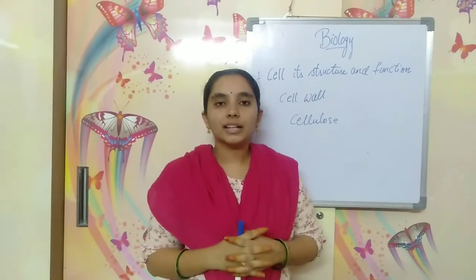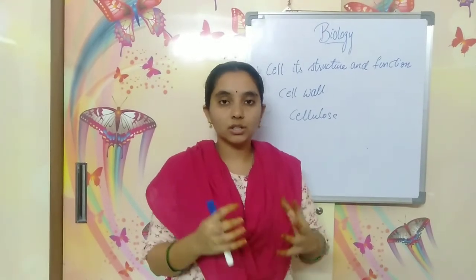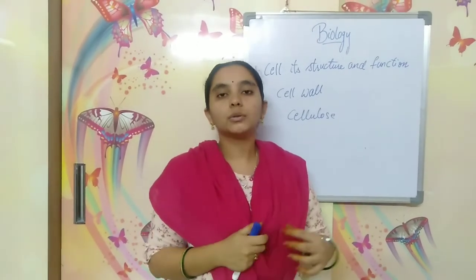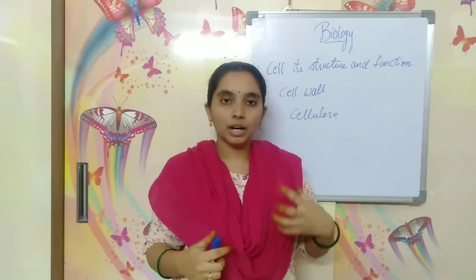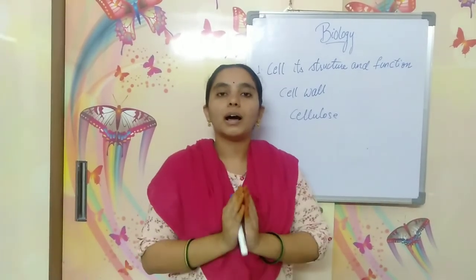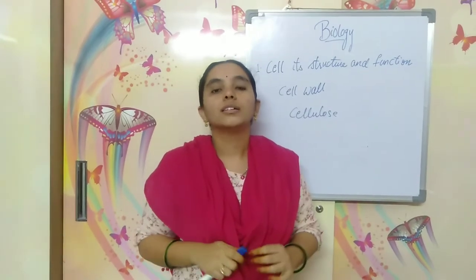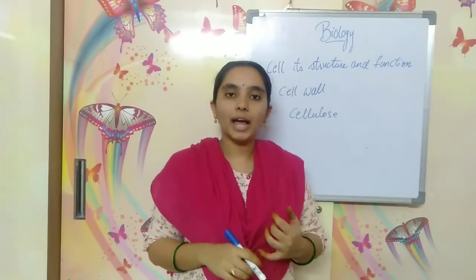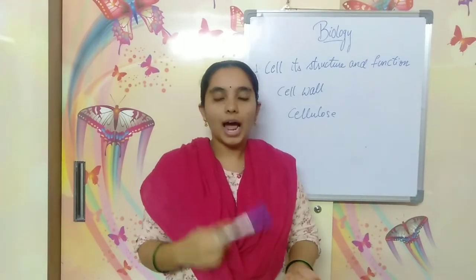Inside the cell there is cytoplasm also, which has some pressure. To control the inner pressure and the outer pressure, the cell wall plays a very important role. So this is about the cell membrane and the cell wall, their structure and function.